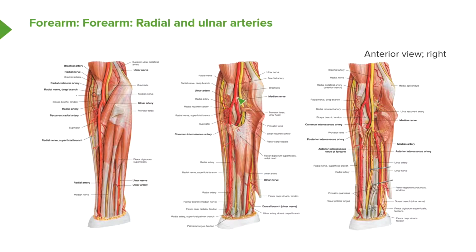As it passes through the cubital fossa, the brachial artery is then going to divide into a radial artery and an ulnar artery. So we're looking at the anterior view of the forearm of this right upper limb.